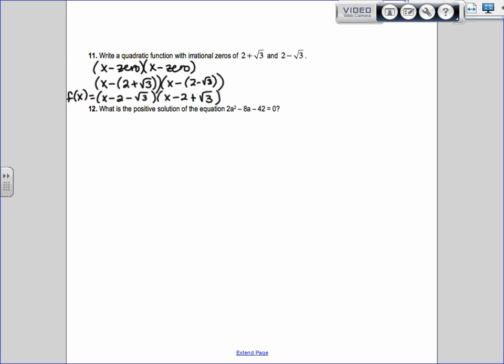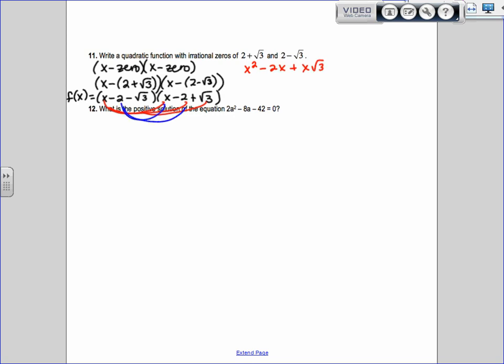This is what we did in chapter 5. You guys hated this. I'm going to multiply the x into all three things. And then I'm going to multiply the negative 2 into all three things. And then I'm going to multiply the negative root 3 into all three things. All right, so here we go. So x times x gives you x squared. x times negative 2 is negative 2x. x times root 3 is x root 3.